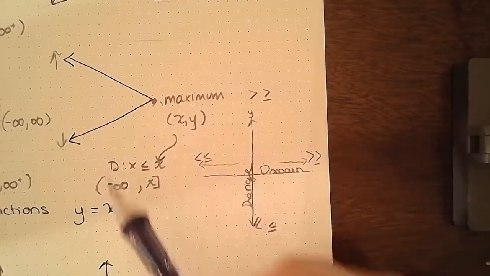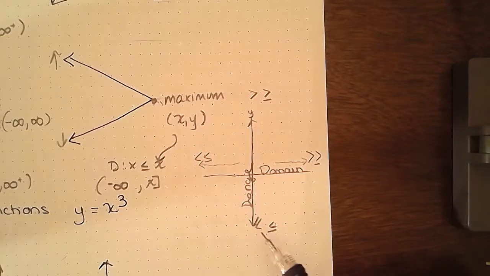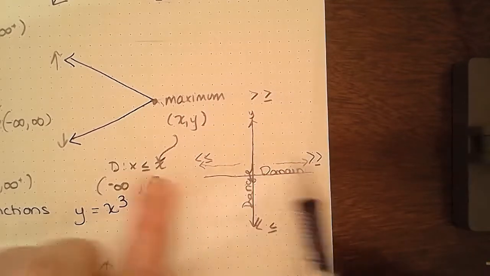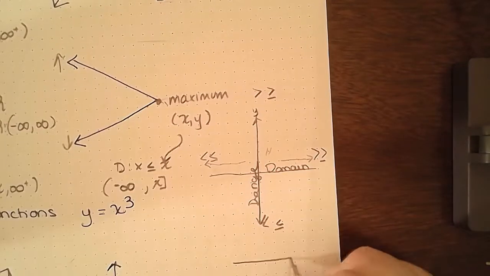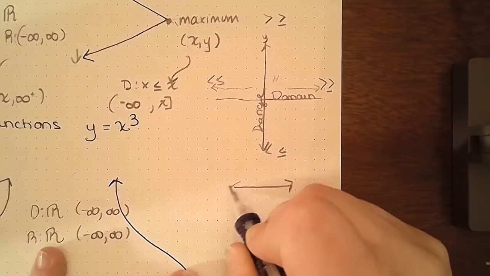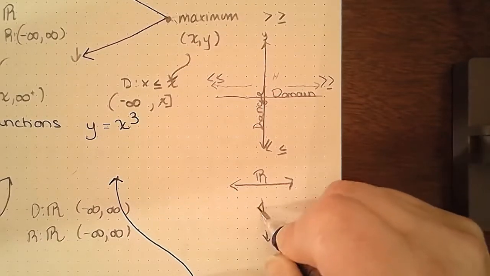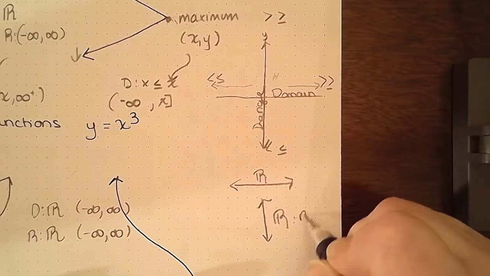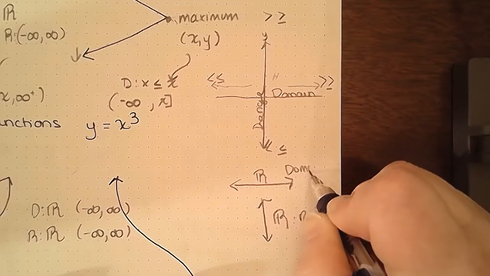99% of the time, the point's going to be included, okay? That's what I want you guys to realize. And if it's going in both directions, that's a key to tell you. If it's going in both directions like this, it's all real numbers. If it's going in both directions like this, it's all real numbers for your range. And this is your domain. Okay, so be careful with that.